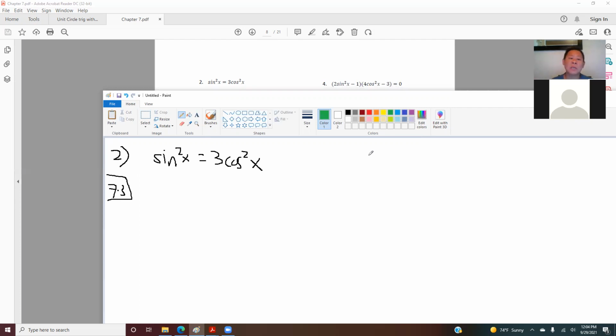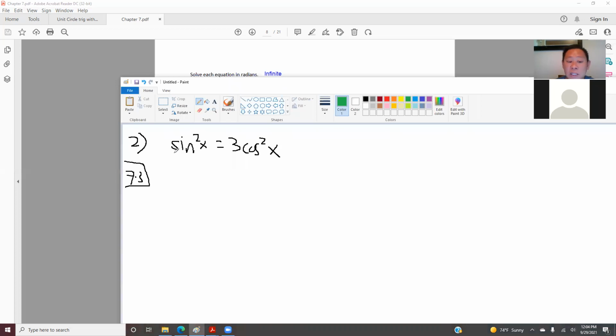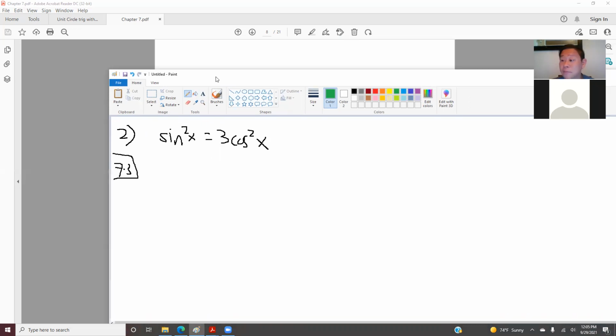Can someone tell me for question 2, what do you want to change into, all in terms of sine or all in terms of cosine? And don't forget, this question wants you to write the infinite solutions. So you want to change everything into what? Sine or cosine? Anyone? So let's say we're going to change everything into sine.